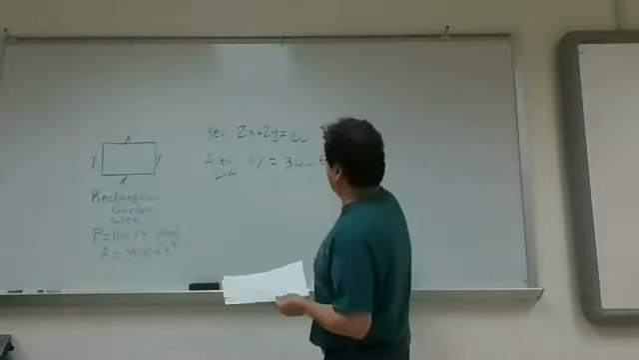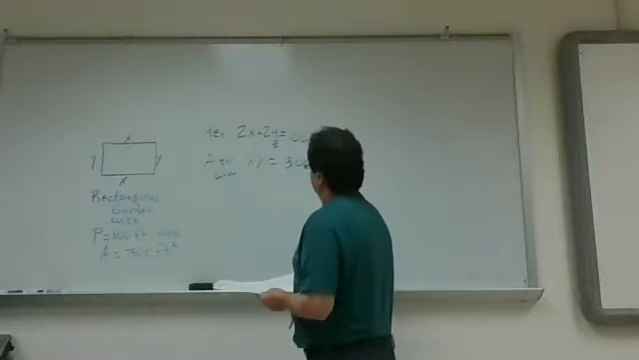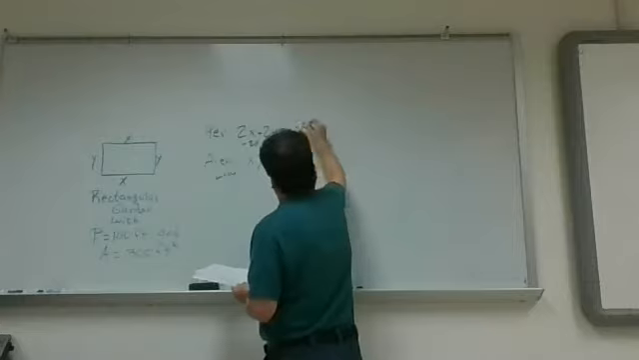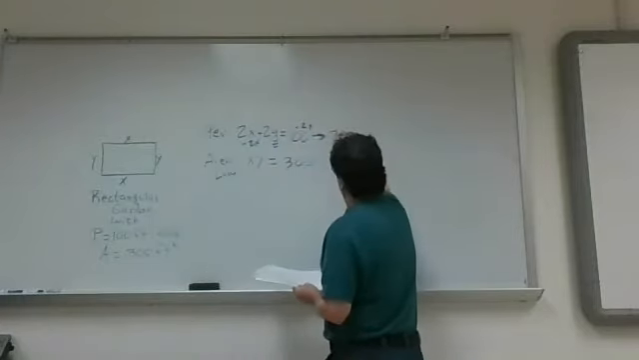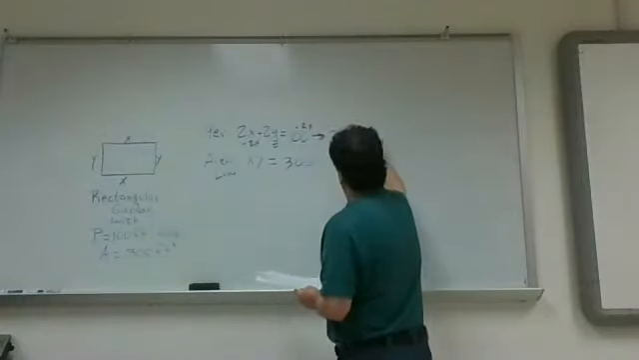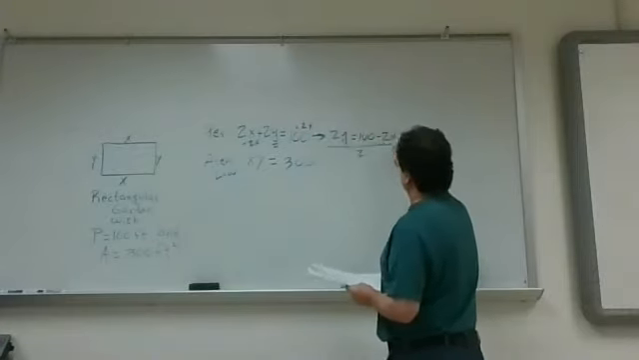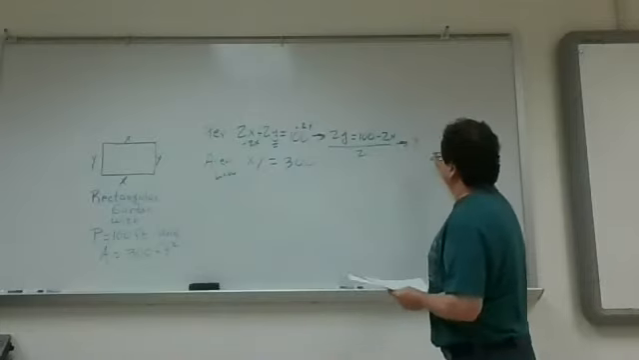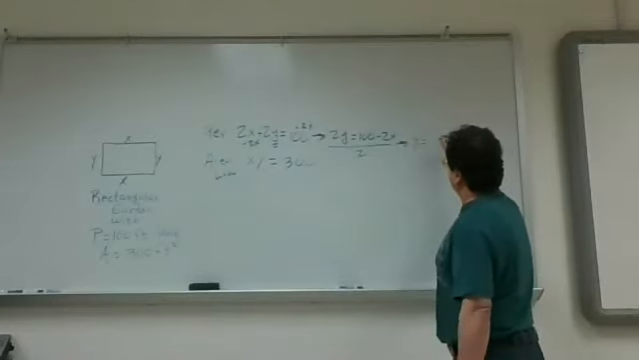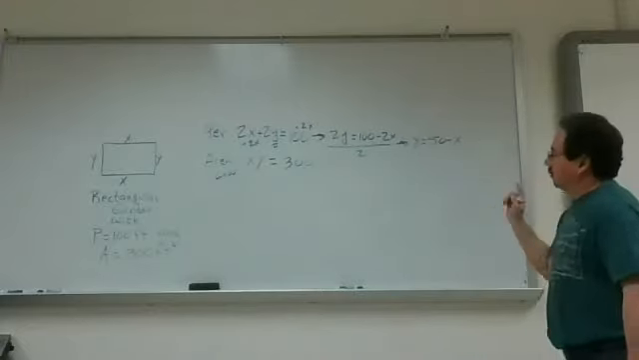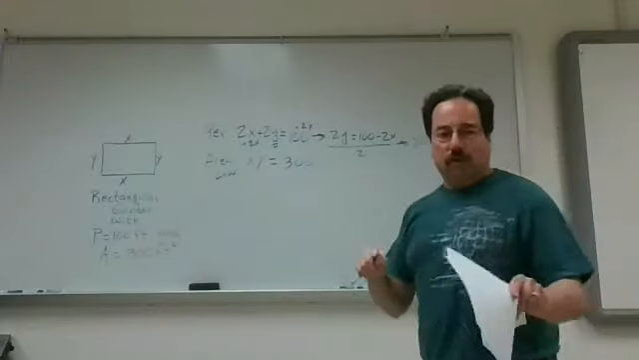Let's say you wanted to isolate the y. So you can subtract 2x from both sides to give you 2y's are equal to 100 minus 2x's. Divide everything by 2, and you've isolated y. Y is going to be equal to 50 minus x.